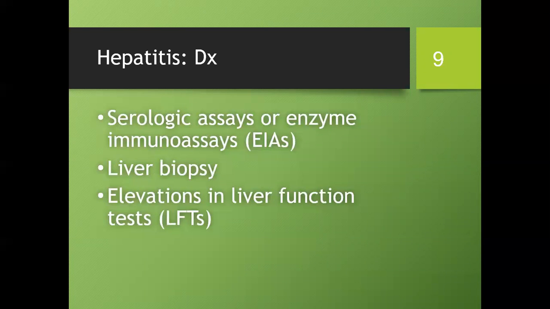Diagnosis of hepatitis, we'll do serological assays or enzyme immunoassays. If we have hepatitis, we're going to see hepatitis antigens present in the blood, specifically hepatitis B surface antigens. If we have recovered from hepatitis, specifically hepatitis B, we'll see antibodies to the hepatitis B. But while we're currently infected, we will see those hepatitis B surface antigens.